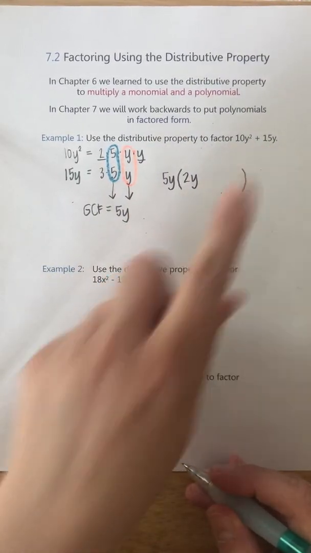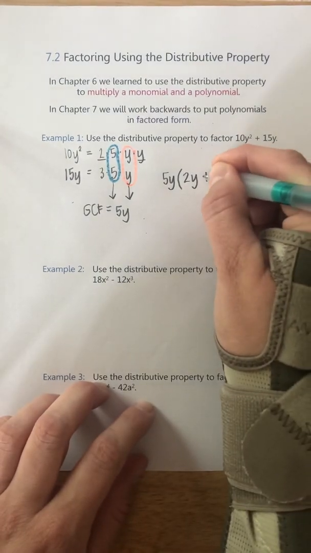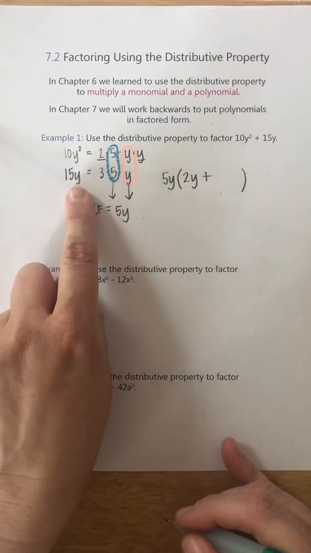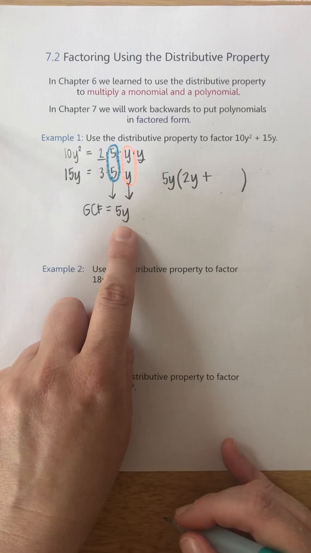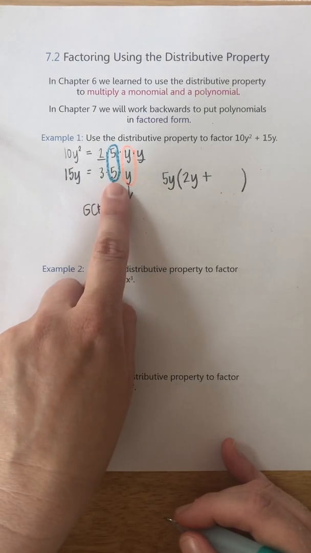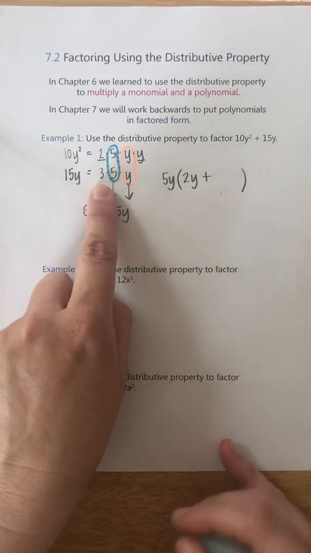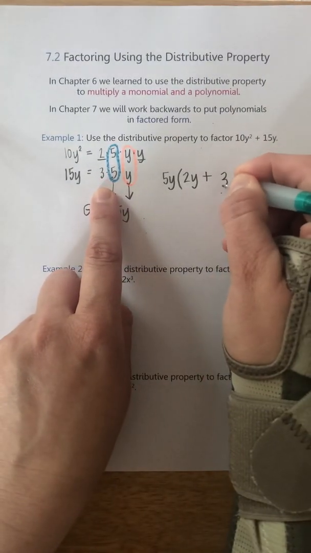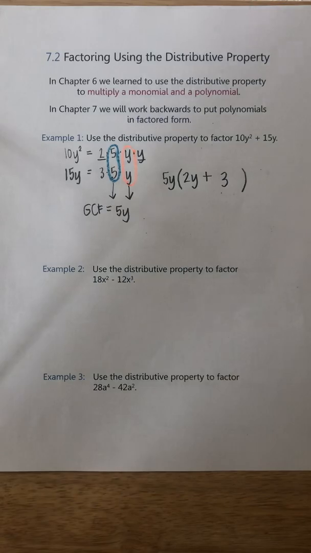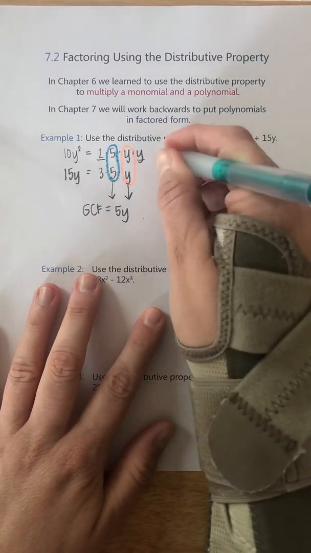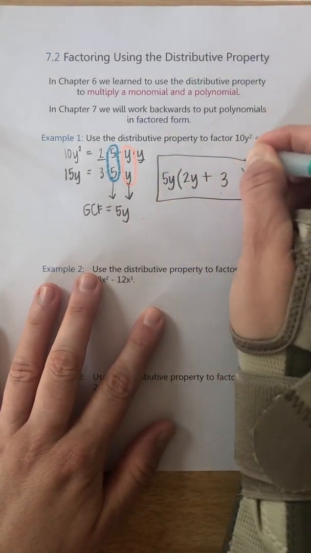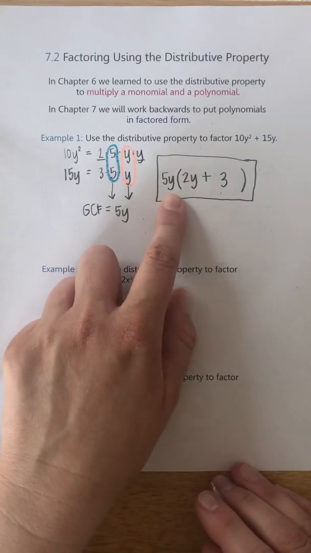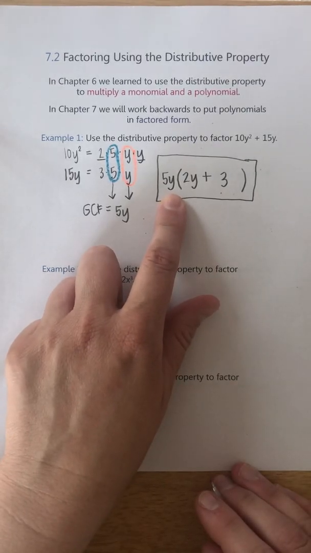Then I'm going to include my plus sign, and then I'm going to go to the next term. So 15y, I want to divide it by 5y. I've already taken out the 5 and the y. That leaves me with a 3. Now this is our answer. We used the distributive property to factor out a greatest common factor. We took out what they had in common.